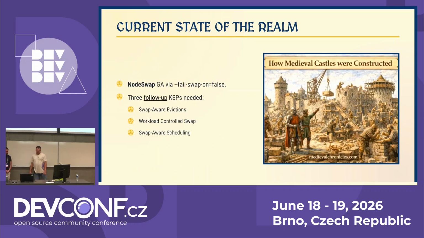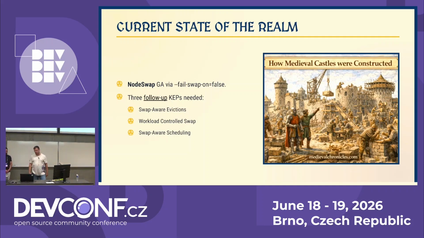Okay, so the current state of the realm: starting with OpenShift Virtualization 4.22, you can opt in for Kubernetes swap. An important tip from us is that when you are about to provision swap, do not forget to set this flag. This is another safeguard that still exists in kubelet. Also, Kubernetes swap is GA. If you provision swap and do not put this flag, your kubelet will crash.